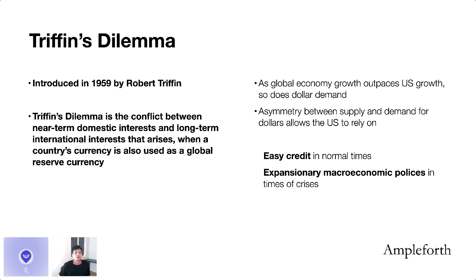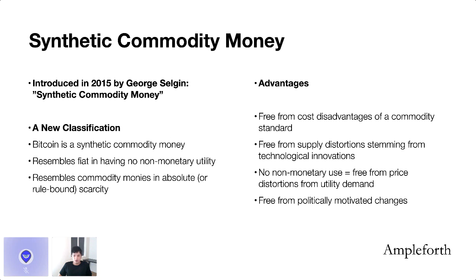The next concept I want to introduce is that of synthetic commodity money. This was introduced in 2015 by an economist at the Cato Institute named George Selgin. What it is, is a classification of cryptocurrencies like Bitcoin. It's a formal classification. And so I think he approached it very simply. He looked at existing frameworks, looked at money through the lens of scarcity and use value, a very common way of looking at monies for macroeconomists. And he observed that Bitcoin didn't really fit in any of the aforementioned categories.